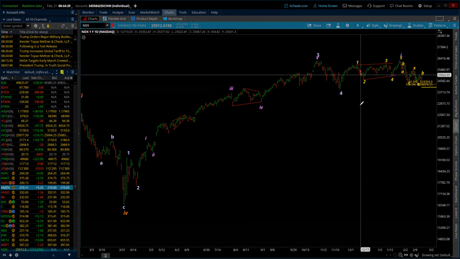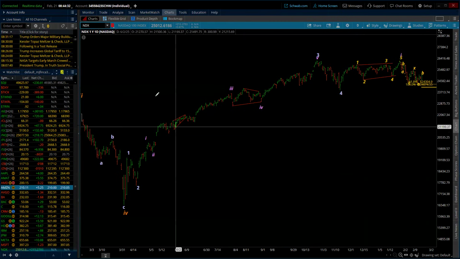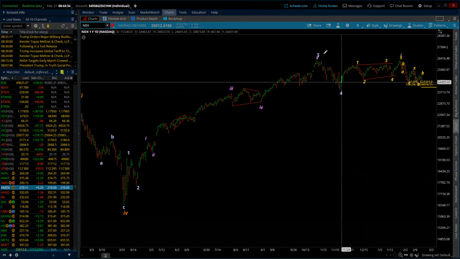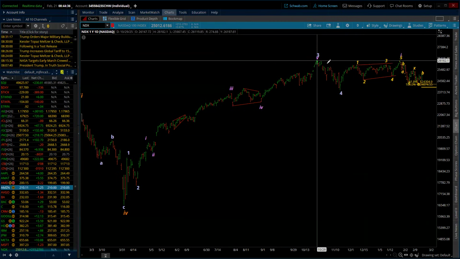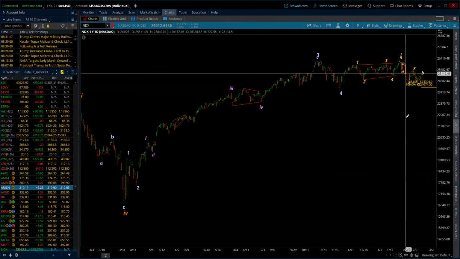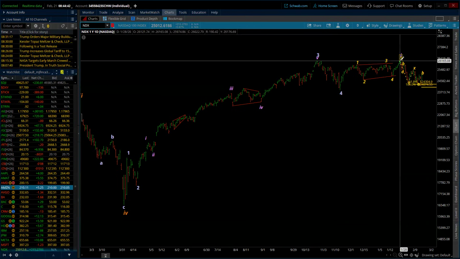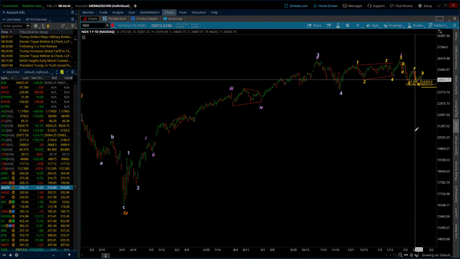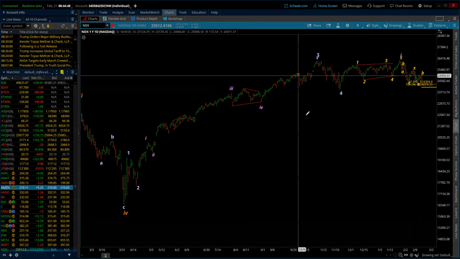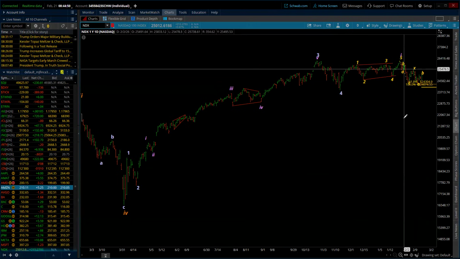Okay, so here we are. That could be wave five, and this could be A, and that could be B, and we're starting a C wave down. And I promise you that that C wave would likely be disastrous. Now, what are our levels here in the NASDAQ that could prove to be very damaging to the market? Right now, it's 24,000.